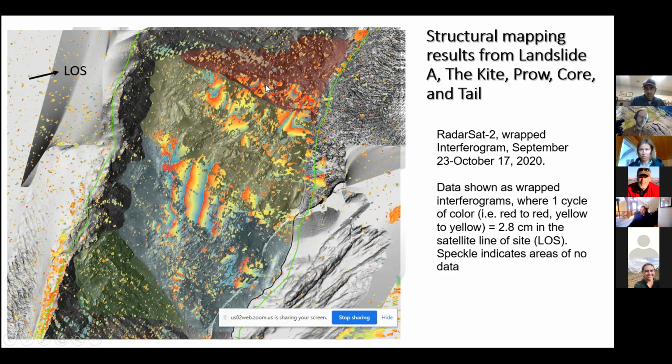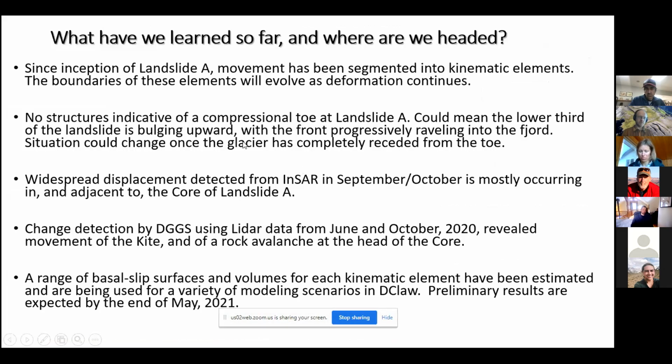I don't have the structures overlain on this because it gets pretty messy, but some of these align nicely with structures, and other pieces like this central area between the prow and the core, they don't align that well with structures. So I think the kinematic elements are evolving, and we'll keep doing new maps to keep track of how they're evolving. So this is the last slide.